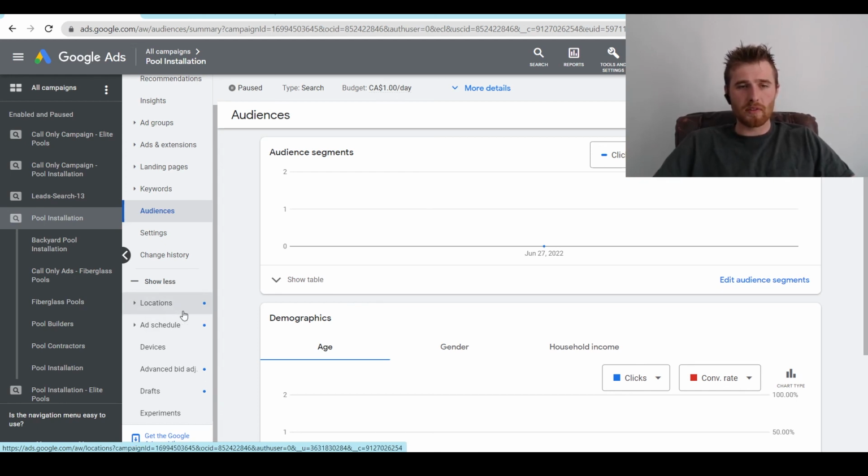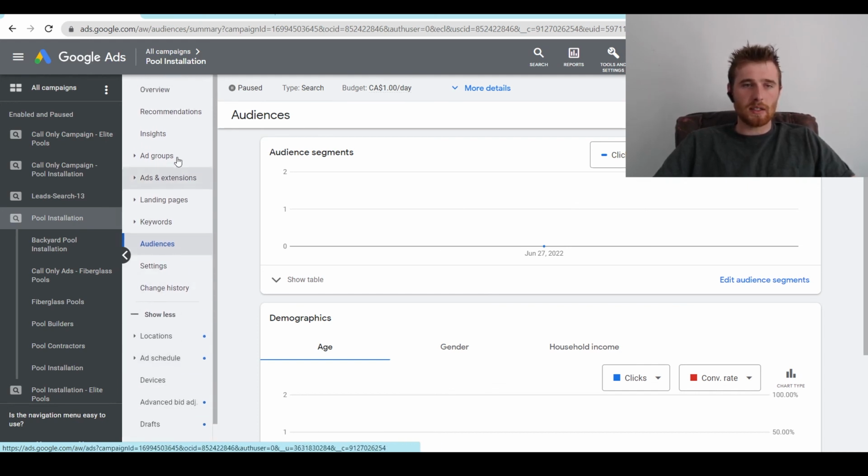So when it comes to most of these settings, location, ad schedule, devices, advanced bid adjustment, audiences, and extensions, leave that at the campaign level. Everything else, keywords, landing page, and ad, those can be at the ad group level. So that's the difference between ad groups and campaigns inside Google Ads.